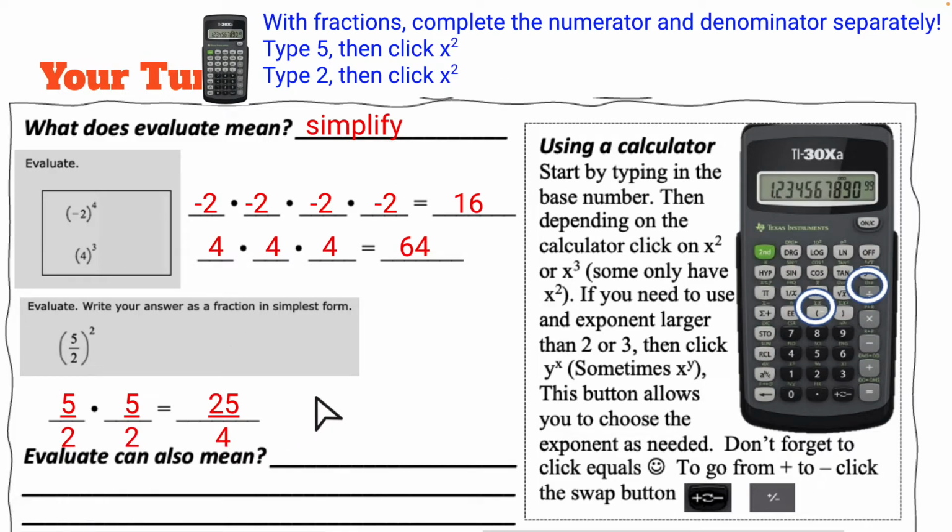Hopefully we know 5 times 5 is 25, 2 times 2 is 4, so you don't have to use the calculator for these. But sometimes when we're doing larger numbers, they start to grow very quickly. So that repeated multiplication isn't quite as easy and fast to do without the calculator. All right, so that's kind of the basic idea of evaluating a power problem, or a problem with an exponent.